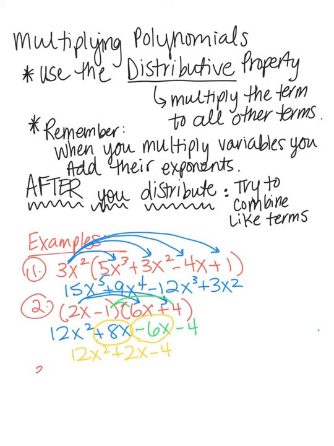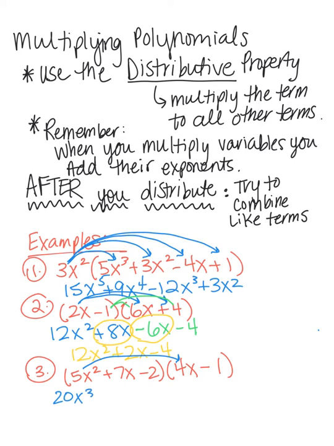All right, let's look at one more example here. Let's say we have 5x squared plus 7x minus 2, and we're going to multiply that by 4x minus 1. So for this example, we're going to take the 5x squared and distribute it to the 4x, which is going to give me 20x cubed. I'm going to take that 5x squared to that negative 1, which is going to give me a negative 5x squared.